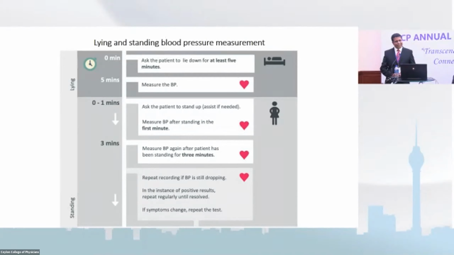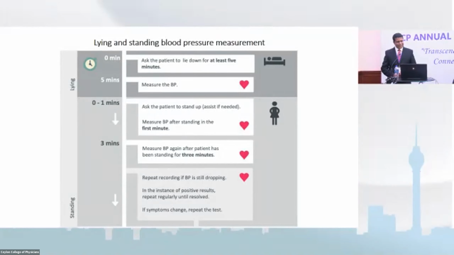So in an elderly patient coming with falls, definitely recurrent falls, not only a single fall, lying and standing blood pressure is a must. I know you learned this in the medical faculty, but I would like to remind you again, so I'm going to do a little bit of theory now. How are you going to do the lying and standing blood pressure? Ask the patient to lie down at least 5 minutes on the bed, measure the blood pressure, then ask the patient to stand up, assist if needed, and keep the patient in the standing position.